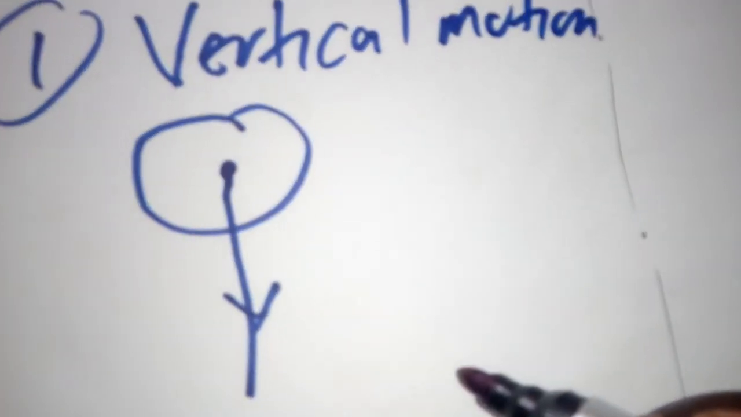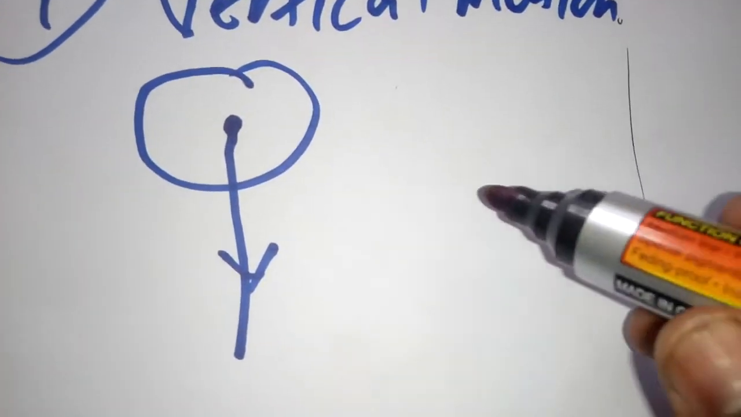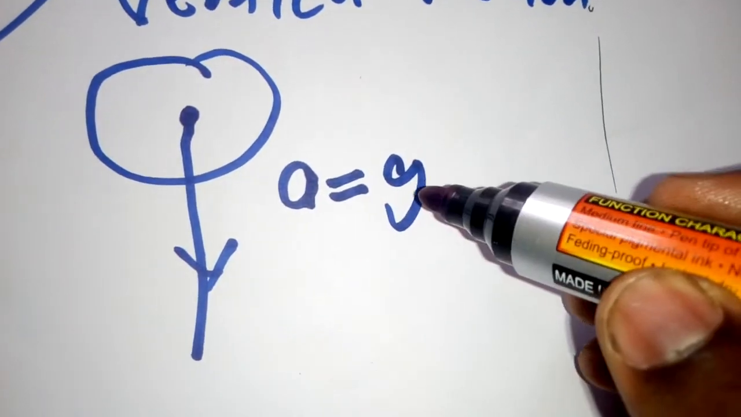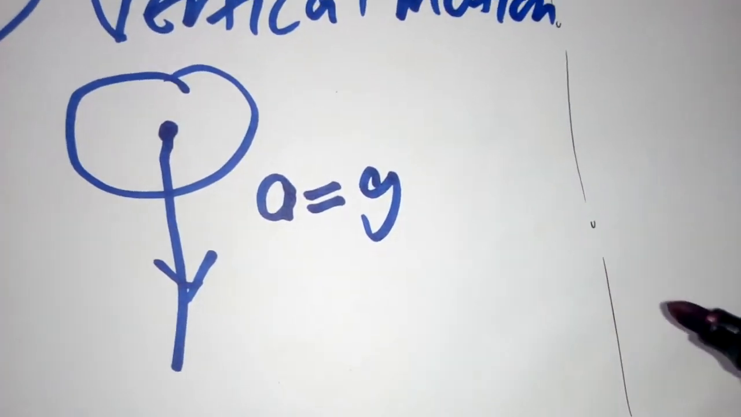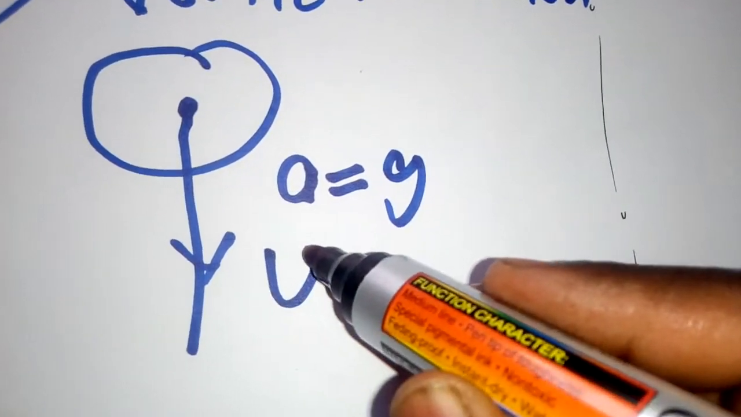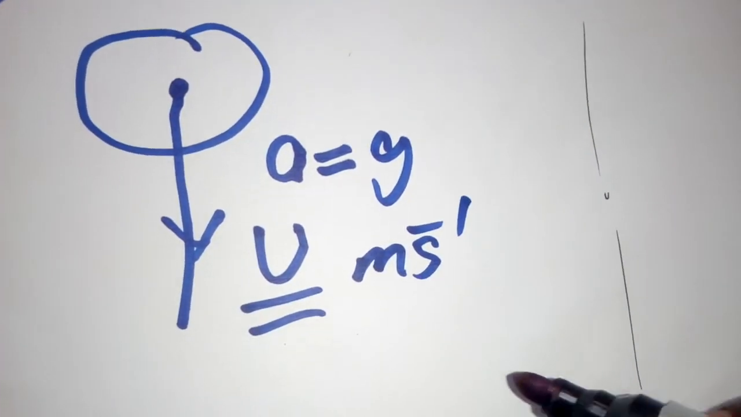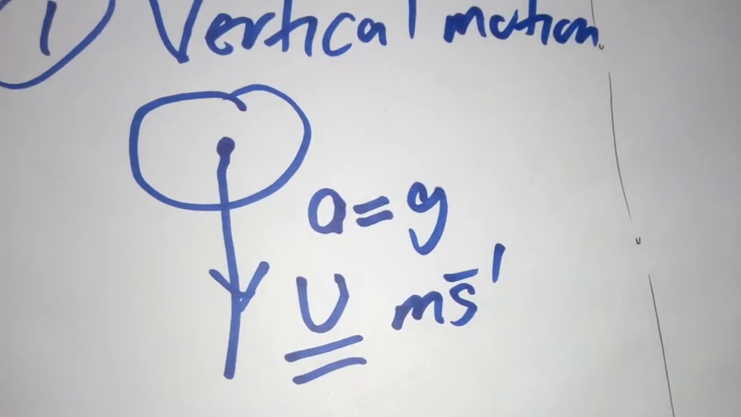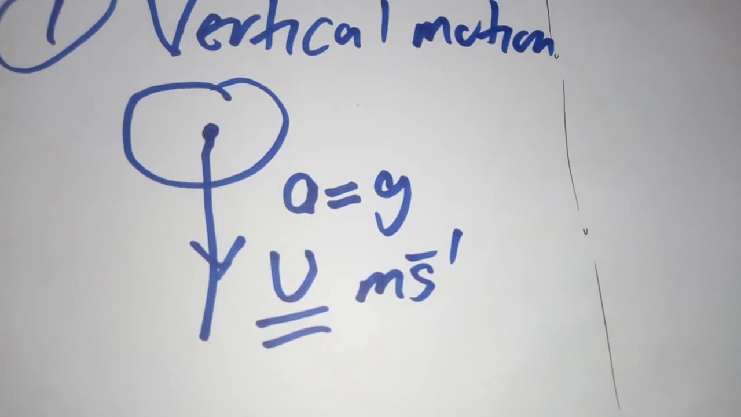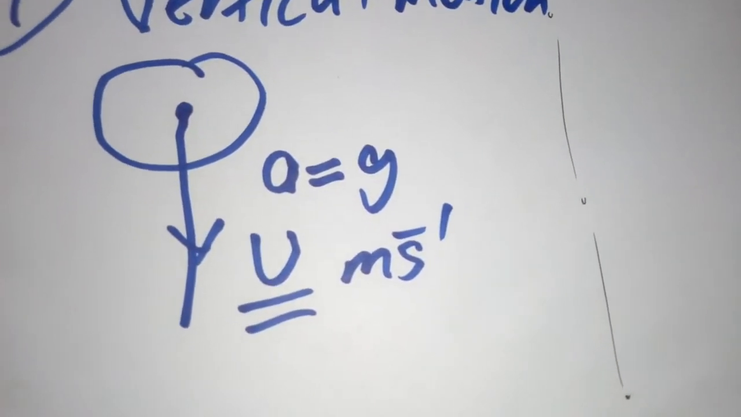This body moves in a way that is supported by what? Acceleration due to gravity. That means the acceleration is g. So what if you have an initial velocity of u, which is in meters per second? This is what we call the speed. That means your body is moving from up, going down. Are we there? So that is one case.